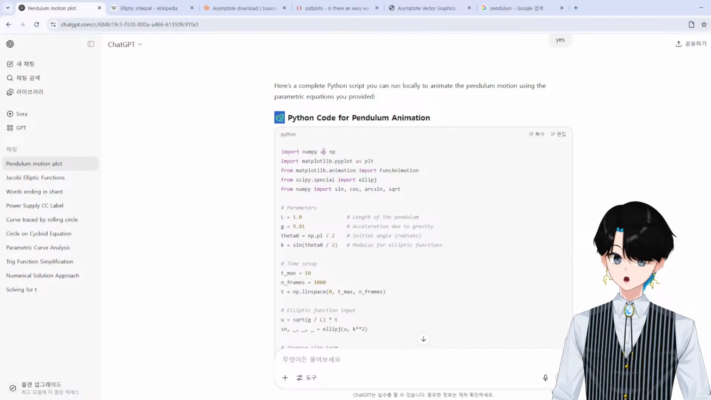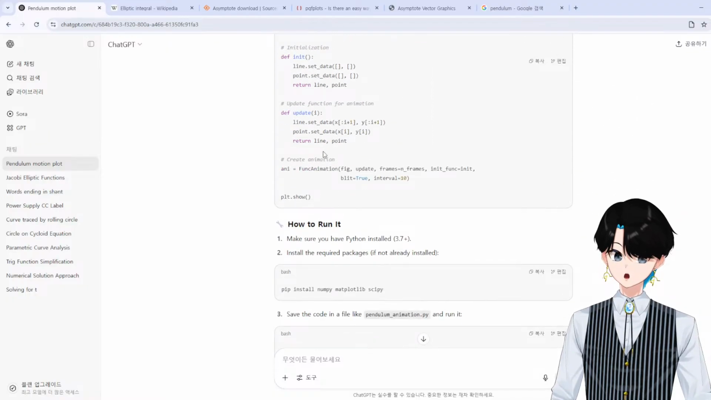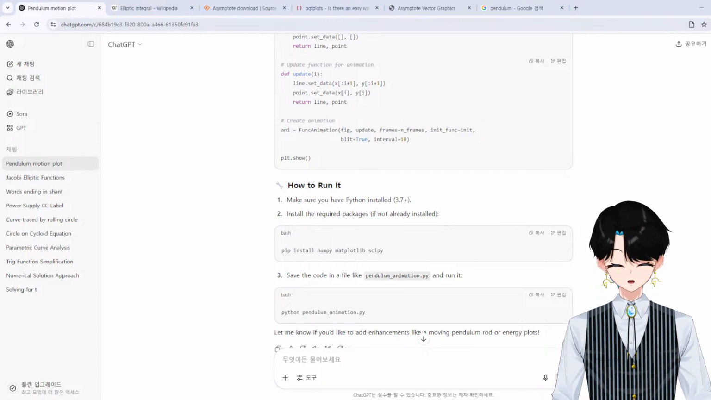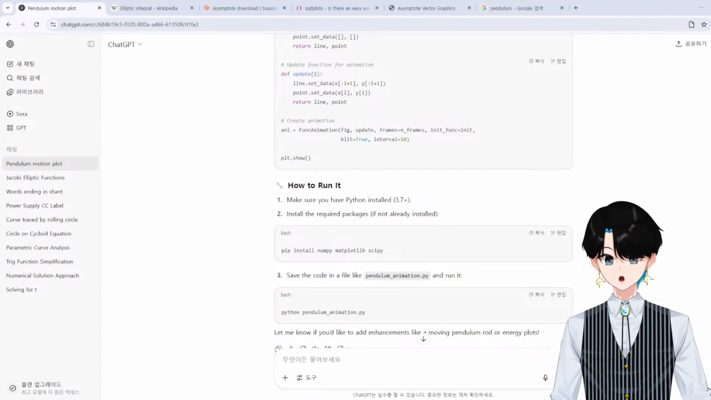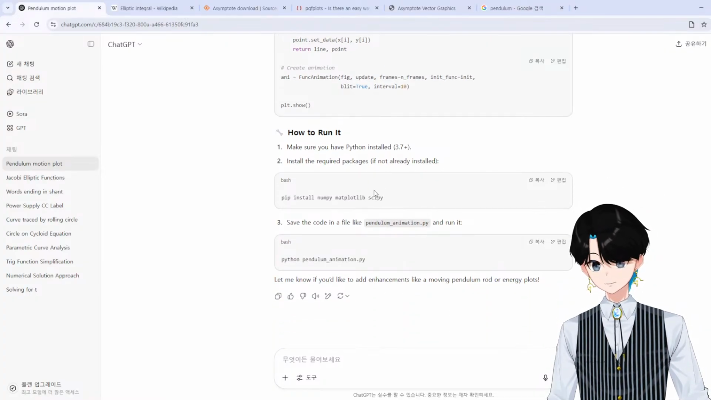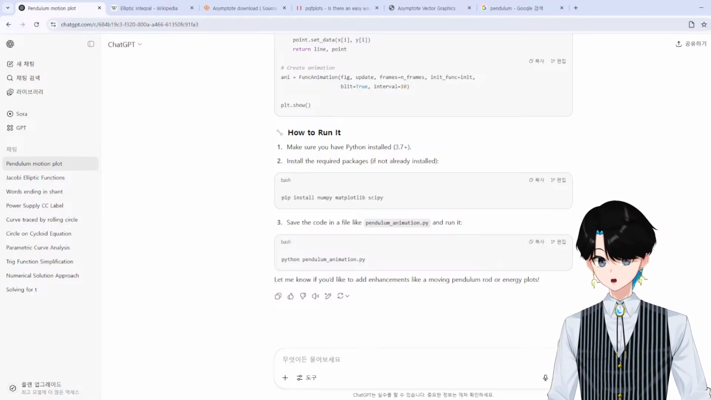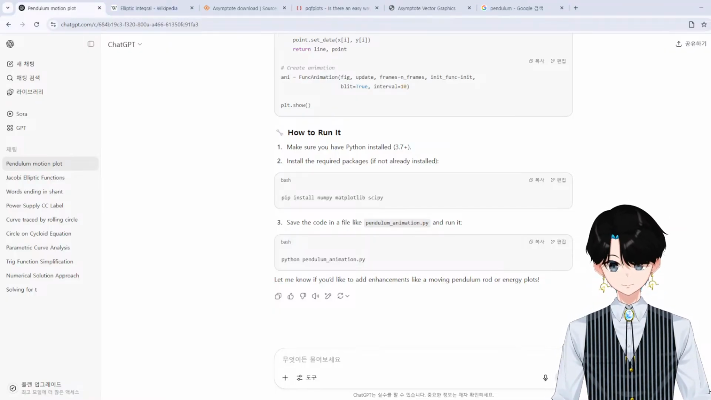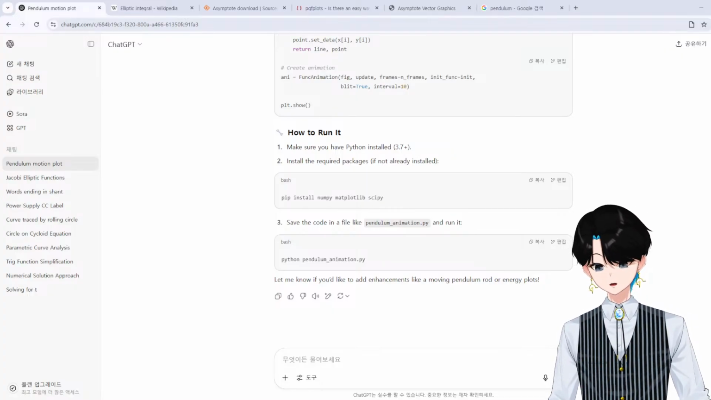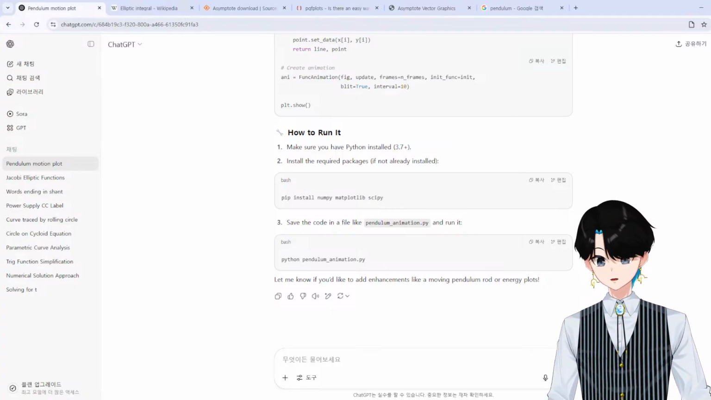Okay, Python. How to run it? Make sure you have Python installed. Do I have Python installed? I think I do. Install the required packages if not already installed: pip install numpy matplotlib. What does it mean? Python. Is python.exe a thing that... Oh, what the hell did I just do?